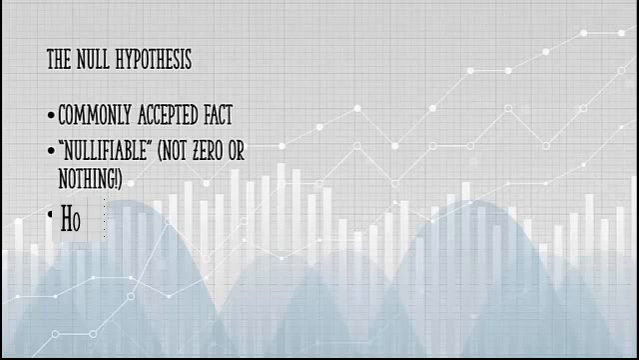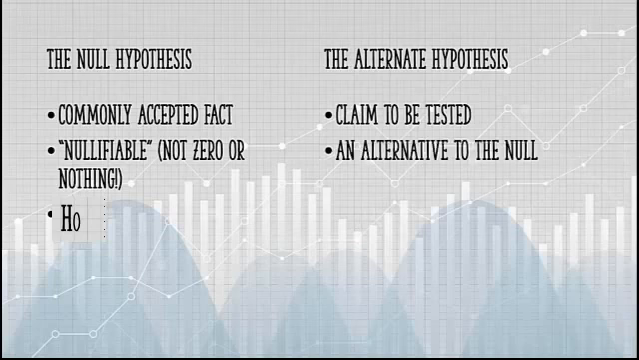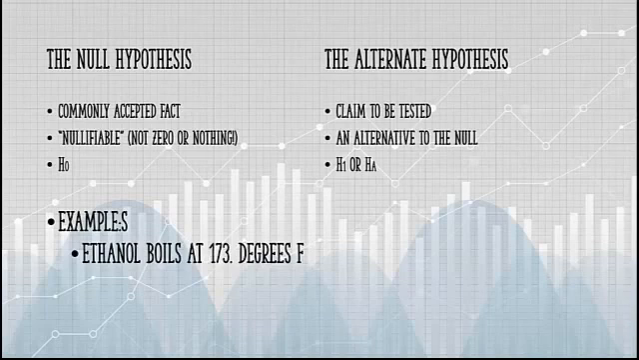Next, let's talk about the alternate hypothesis. Your alternative hypothesis is the claim you're going to test. It is the alternative to the null hypothesis. In notation, the alternative hypothesis is written as H sub 1 or H sub alpha. You might also hear that as H sub A. Let's take a look at an example.